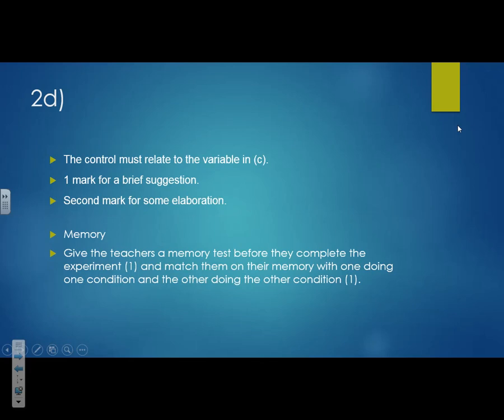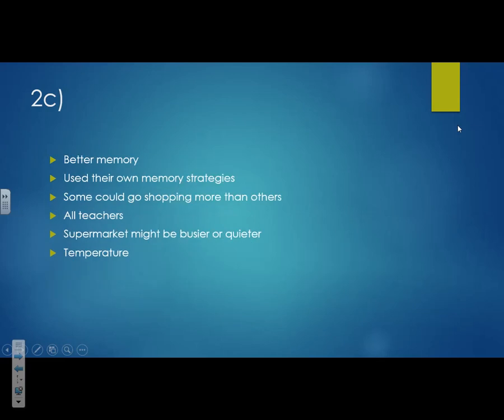So I said the extraneous variable I would discuss was memory, and I said give teachers a memory test before they complete the experiment. That would get you 1 mark, and match them on their memory with one doing one condition and one doing the other condition as a baseline. Other things that you could talk about, so let's go through them.